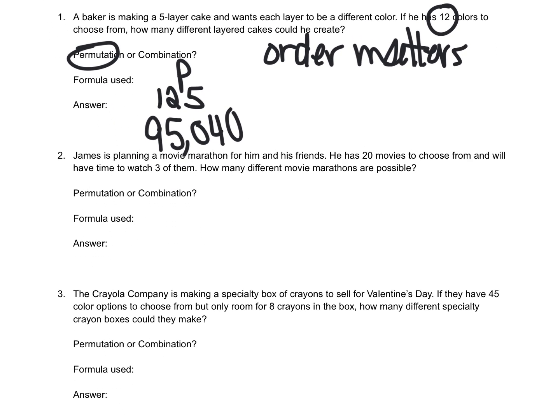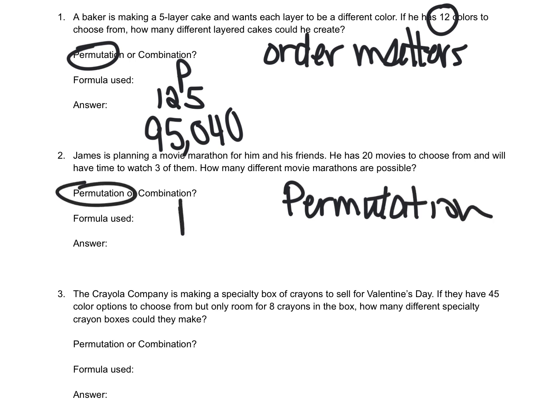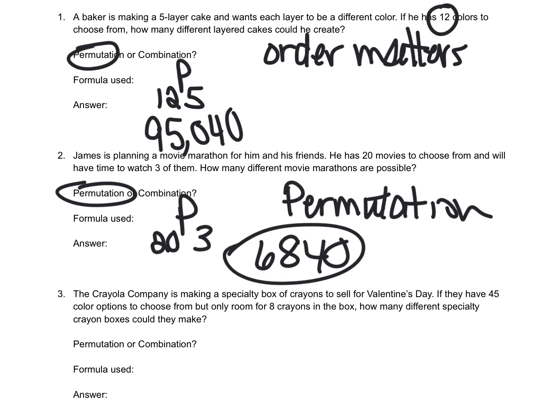Okay, so again, the practicing part of it is making sure we know whether we want to use a permutation or a combination. Planning a movie marathon for himself and his friends. He has 20 movies to choose from and wants to watch 3 of them. How many different movie marathons are possible? Well, the order that you choose them matters, because you don't want to watch the same movie more than once, so you're going to have a permutation. You have 20 movies and you are going to choose 3 of them. So if you do on your calculator 20 with a permutation and you're choosing 3, you have 6,840 different ways that you could watch those movies.